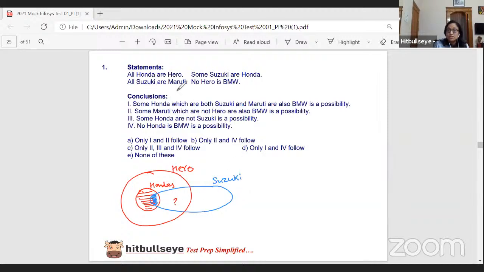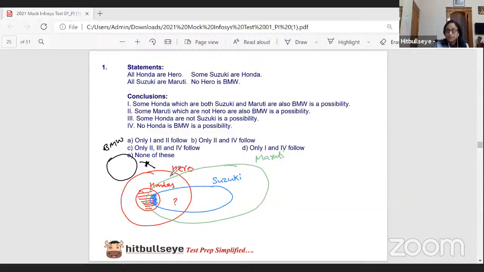Now, all Suzukis are Maruti. That means the complete circle of Suzuki is enclosed by Maruti. That's the next information the question has given you. All right. No hero is BMW. So hero and BMW are completely disjoint. So hero is here. If I'm drawing a circle of BMW here, they have nothing in common. The two circles have nothing in common. They are disjoint. Anyone has any problem with the diagram, first of all?